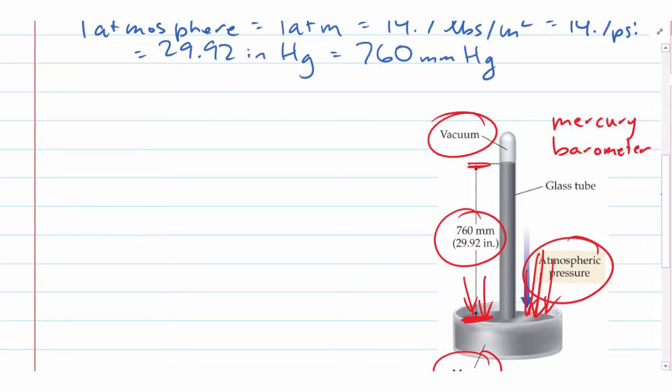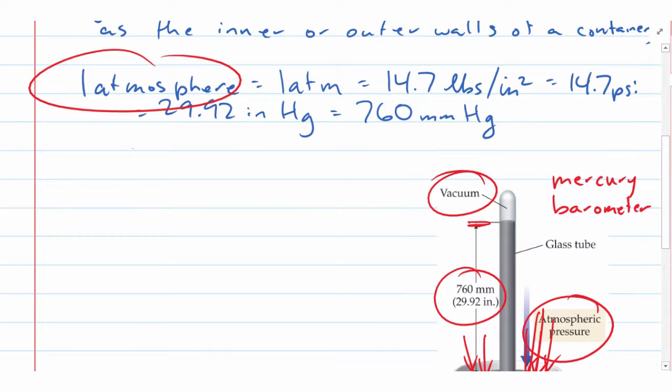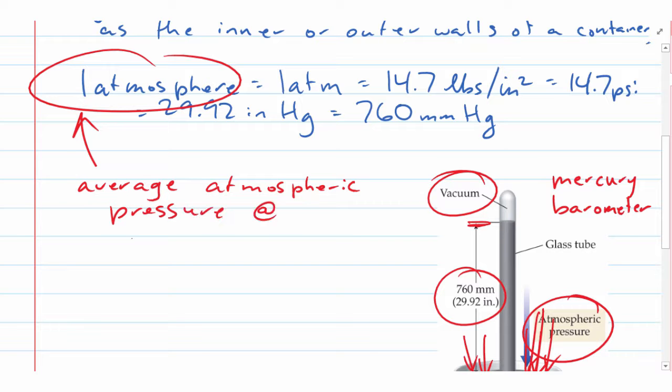So this value here, though, that we're talking about, this 1 atmosphere, this here is called the average atmospheric pressure at sea level. This is the average atmospheric pressure at sea level.